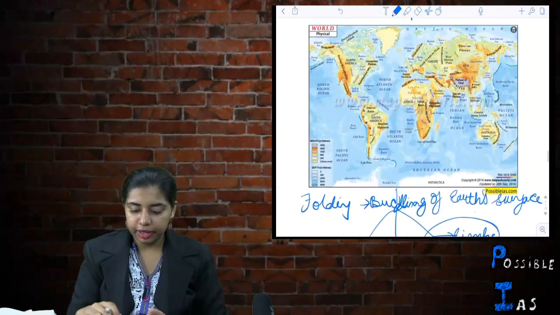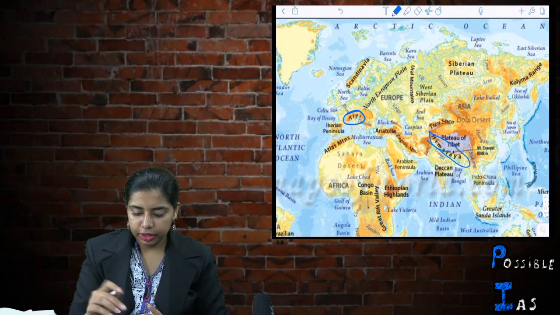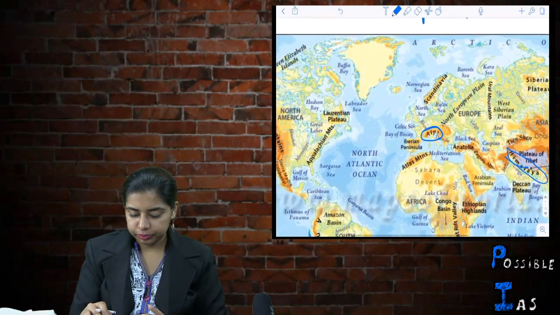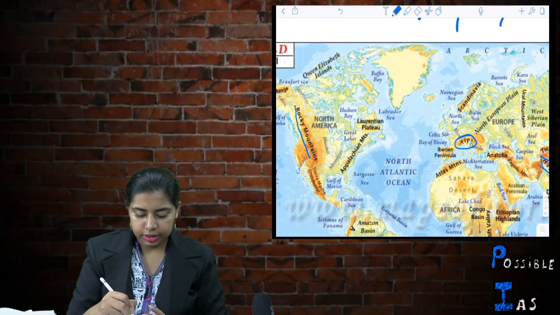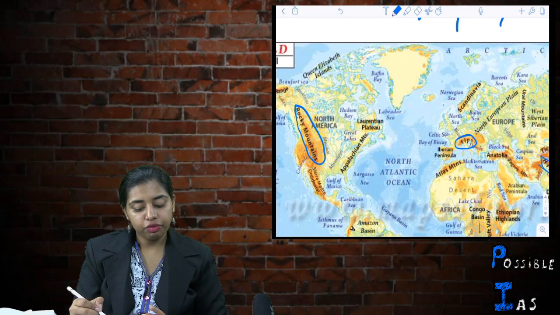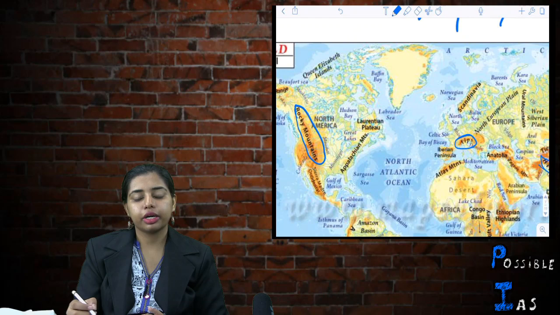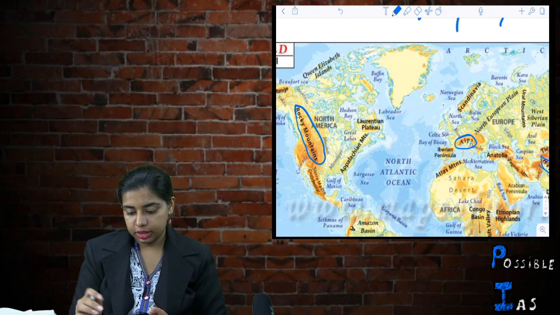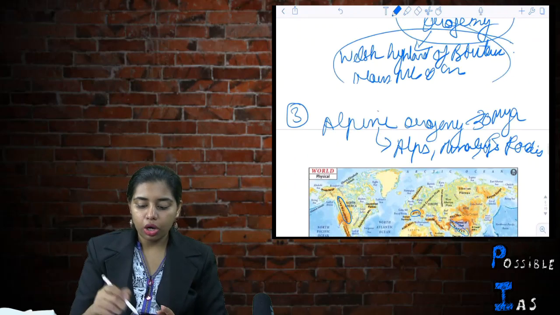So let's see where they are on the world map. You see here, the Alps are here in Europe, the Himalayas obviously everybody knows, and the Rocky Mountains here. So these are fold mountains. They are related to compressional forces. Now the next type of mountains are known as block mountains.